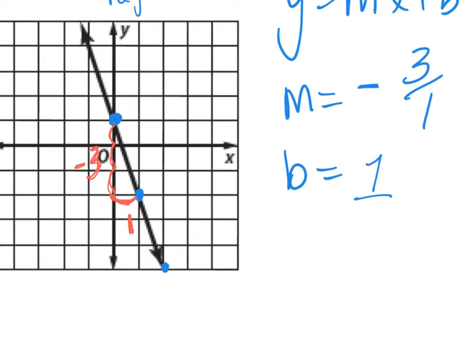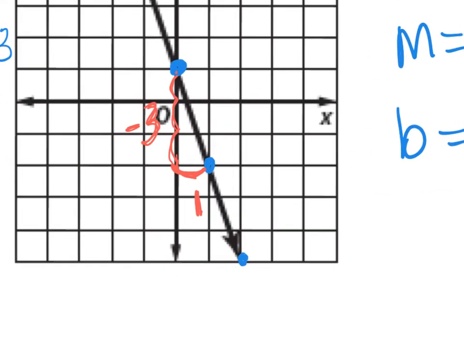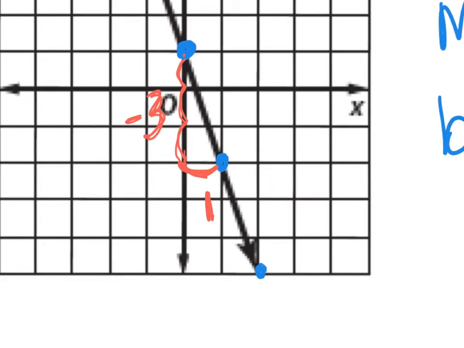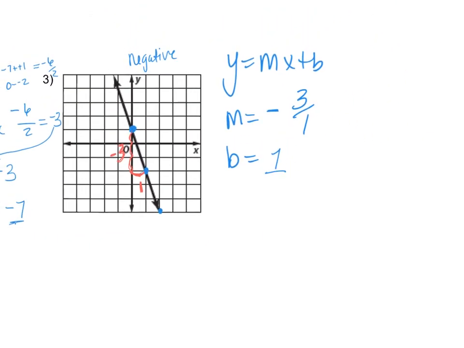A lot of the times your graph might be numbered. In this case, it's not, so it's just going by ones. Not always can you count your squares. Sometimes it'll be numbered and it'll be going by 2s or 5s or whatever. In this case, it's not numbered, so we're just going to say 3 over 1. So when we plug all of that together, y equals negative 3x plus 1.